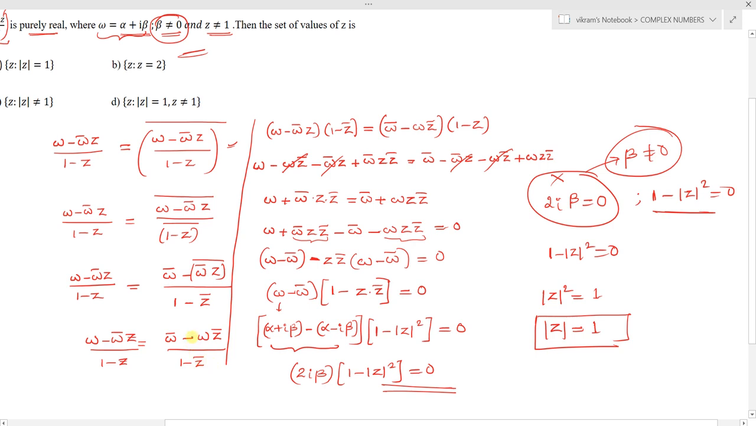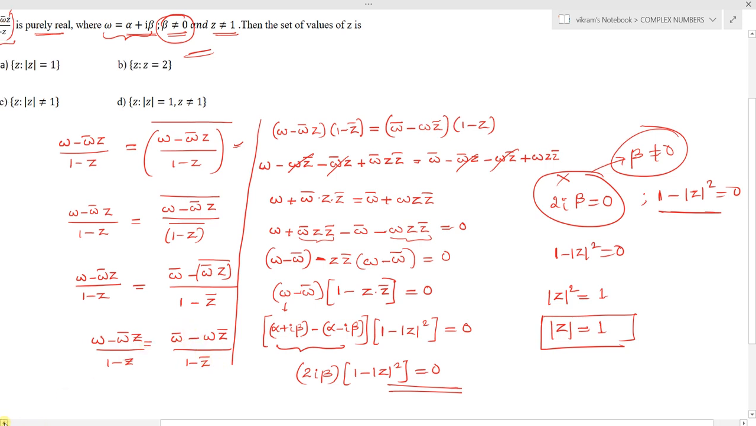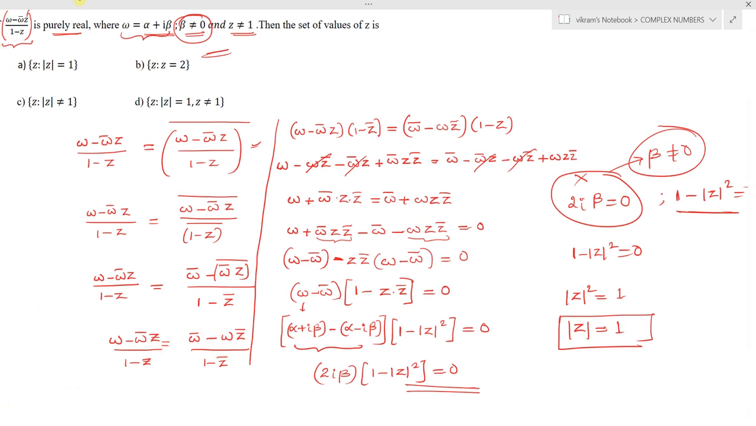Now go back to the options he has given in the question. The options give the values of Z such that mod Z equals 1, okay, this is the one. Option B, mod Z equals 2, is wrong, and option C, mod Z not equal to 1, is also wrong, because we are obtaining mod Z equals 1. And option D: Z is such that mod Z equals 1 and Z not equal to 1. So we obtained option A. Is it clear? Okay, right. So the answer is option A.